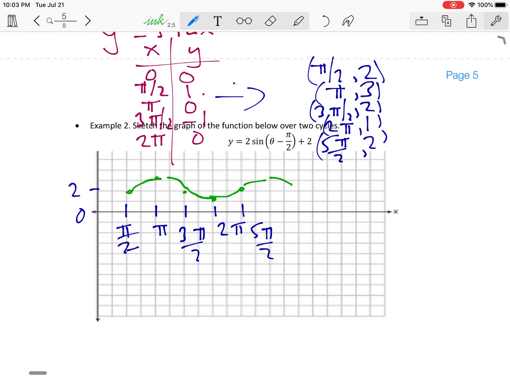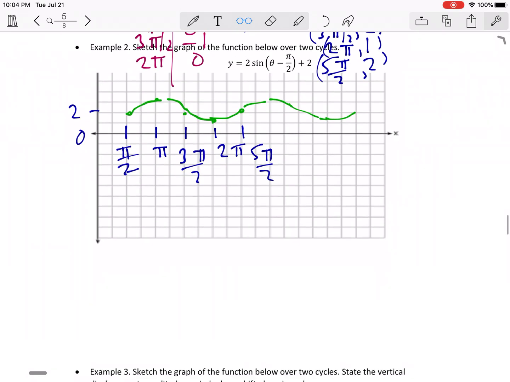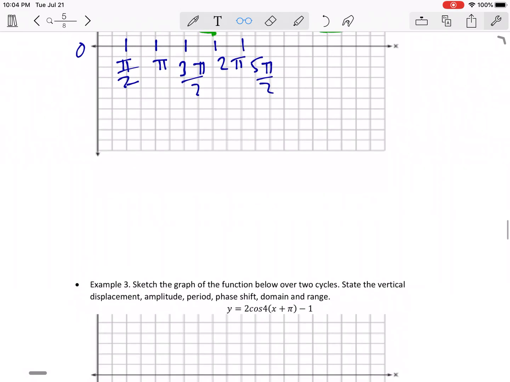And then back up. Okay, so there's your second cycle. And with what we're doing here, you can also verify this using technology if you want to see if what you're doing works out. We'll come back to the technology in just a moment when we're trying to figure out an equation.